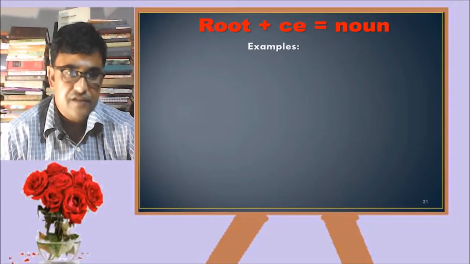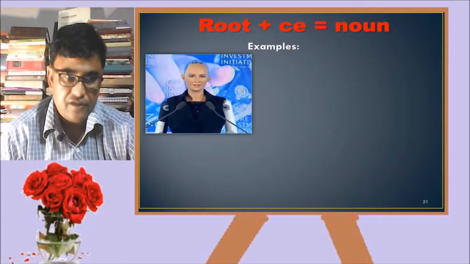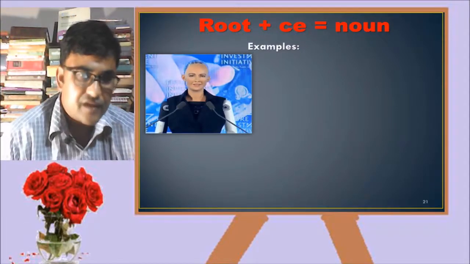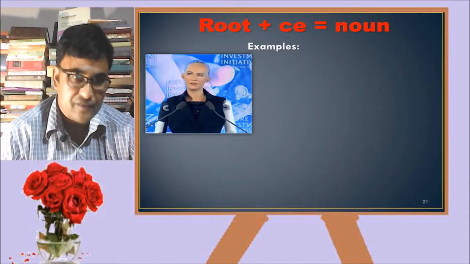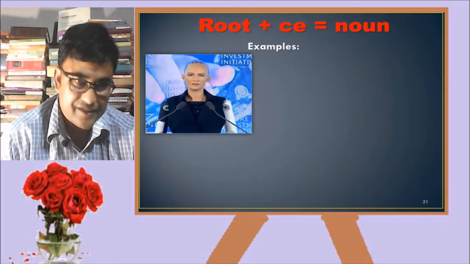Root plus CE equal noun. Examples. First look at the picture. What is this? Can you guess? I think you got it. It is a robot that looks like a woman. Am I right?